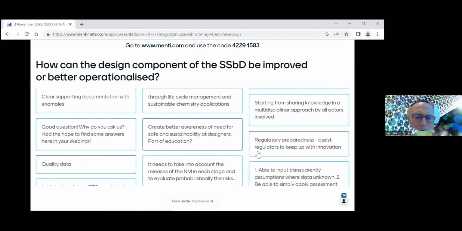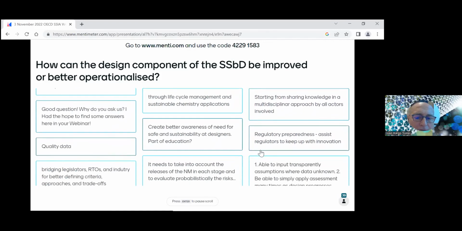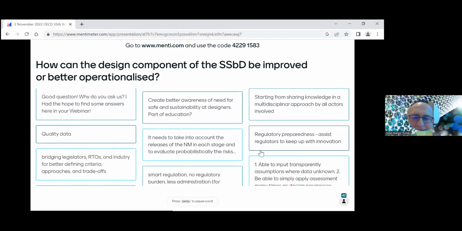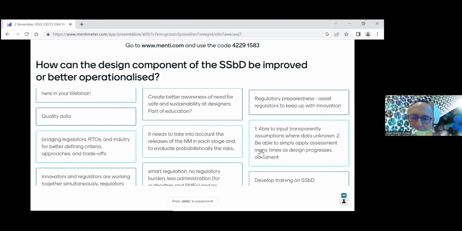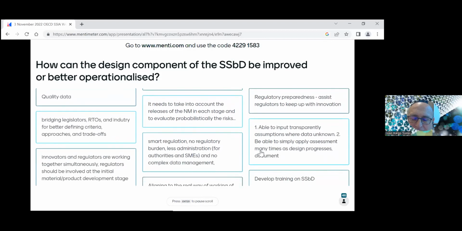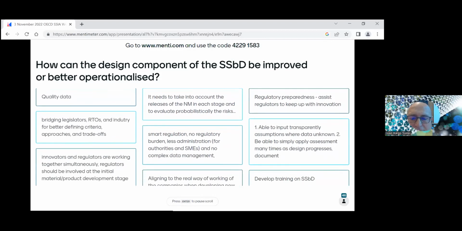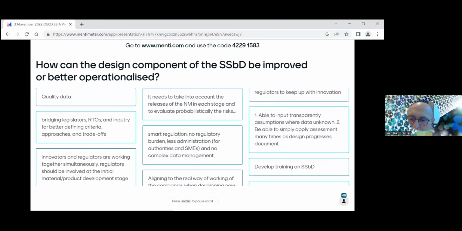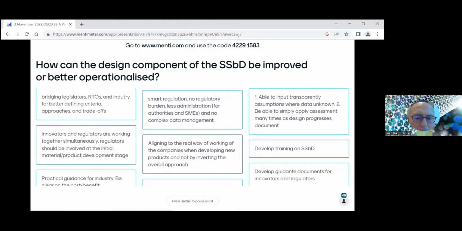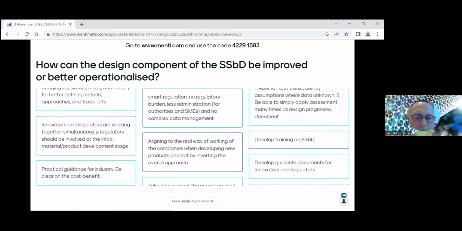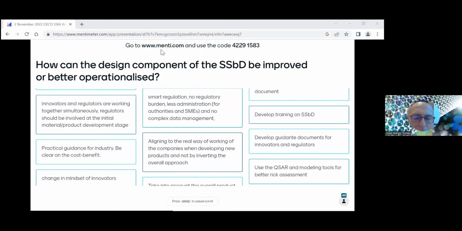Of course, also probabilistic lists. Okay. Develop training, of course, and guidance documents. Yes, the concept of involving and communicating with the regulators early is a part of the safe and sustainable innovation approach.